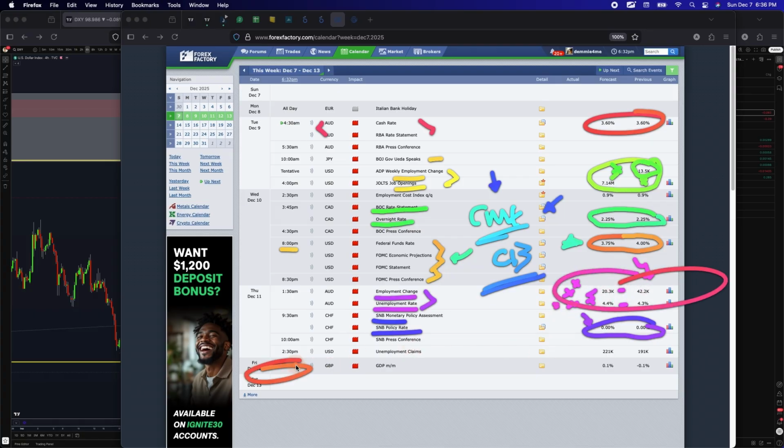And then on Friday, which is the end of the week, we have the GDP month over month in the United Kingdom.